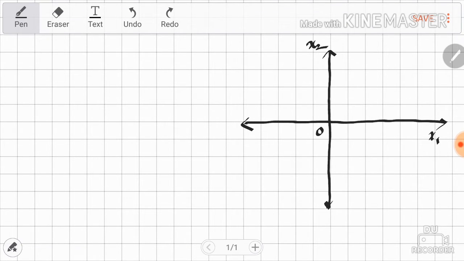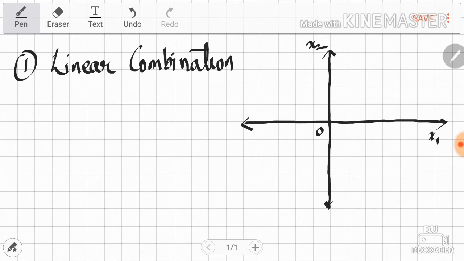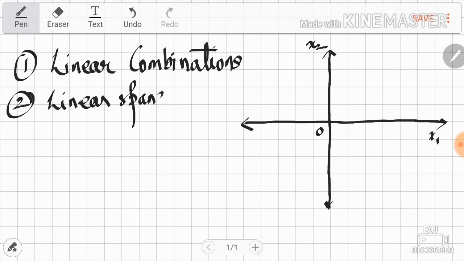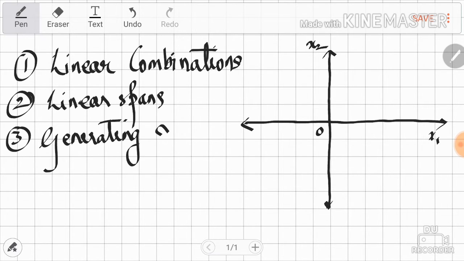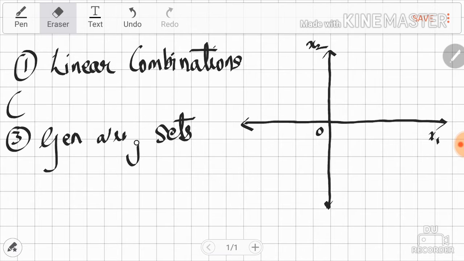Hello everyone, this is my third video lecture on the concept of vector spaces, and I'm going to talk about linear combinations of vectors, linear spans of sets, something called generating sets. Okay, so let's begin. I'll start with linear combination.